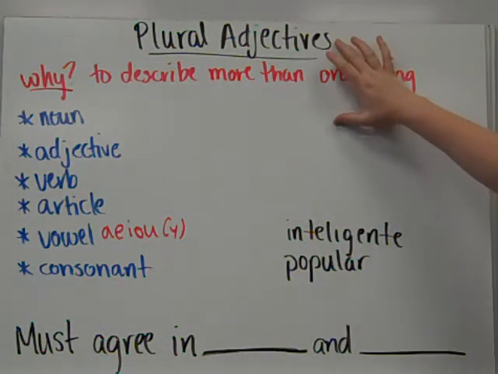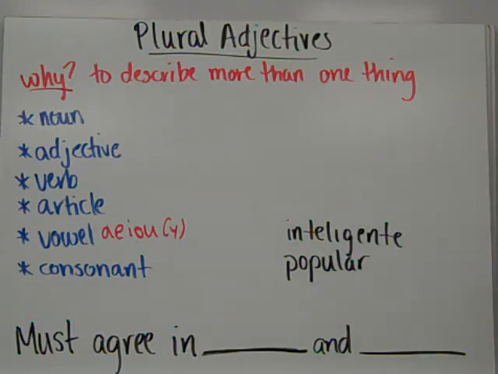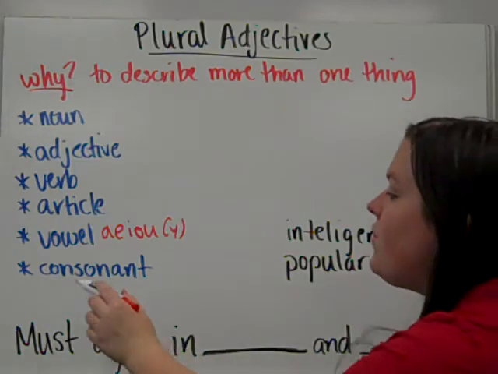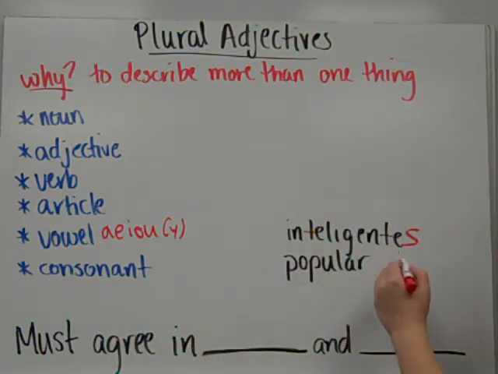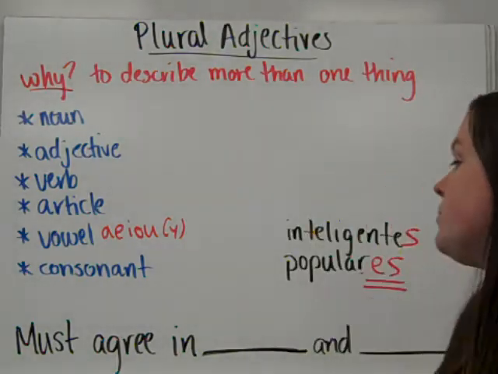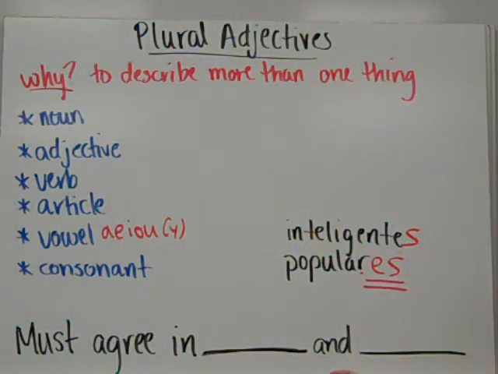Now, if we're making adjectives plural, we've already talked about this, and so it should be pretty easy to remember. If it ends in a vowel, you can just add an S. If it ends in a consonant, you can't just add an S, you have to add an ES. And that's just the way Spanish grammar is. And hopefully you already remember this from a previous video. They must agree in gender and number, as in masculine or feminine, and singular or plural.